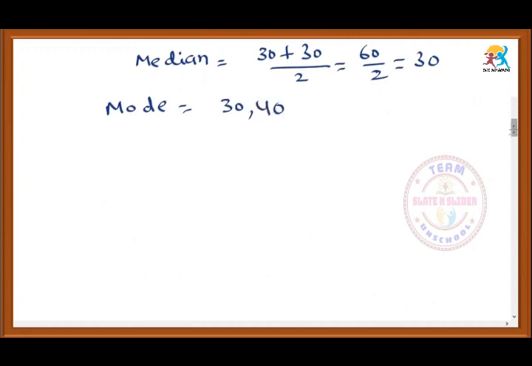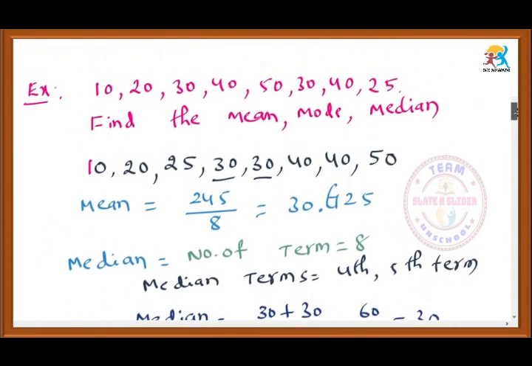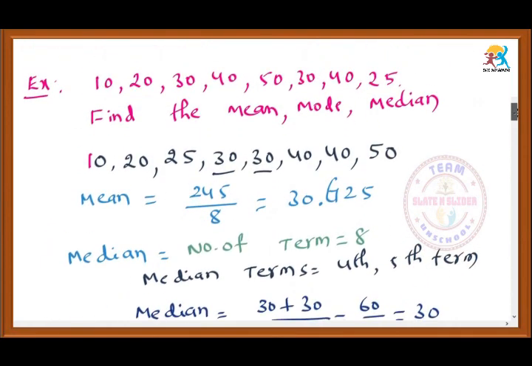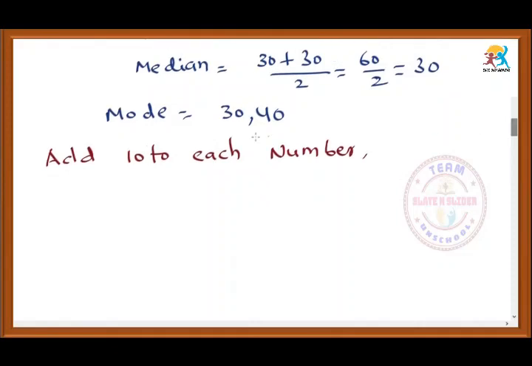Now if I add 10 to each number, is there any effect on mean, mode, median? What relation will we get? We will check now. We will add 10 to each number. Then 10 will become 20, 20 will become 30, like that we will write.